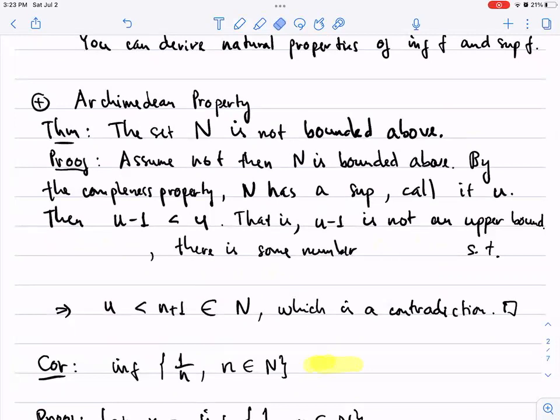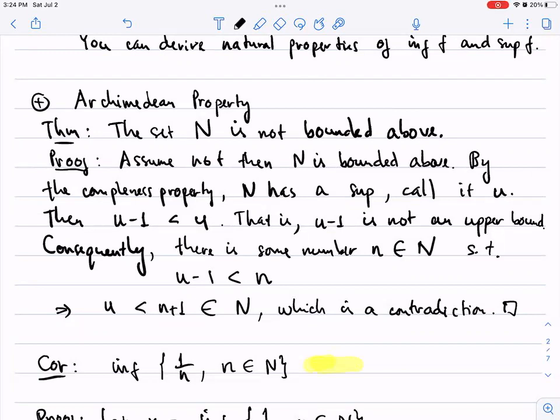Consequently, there is some natural number n in the set of all natural numbers, capital N, such that u minus 1 here must be smaller than n. And this is because of the definition of an upper bound. u minus 1 is not an upper bound. That means there must be some number in the set which is bigger than this number. And we call that number small letter n.